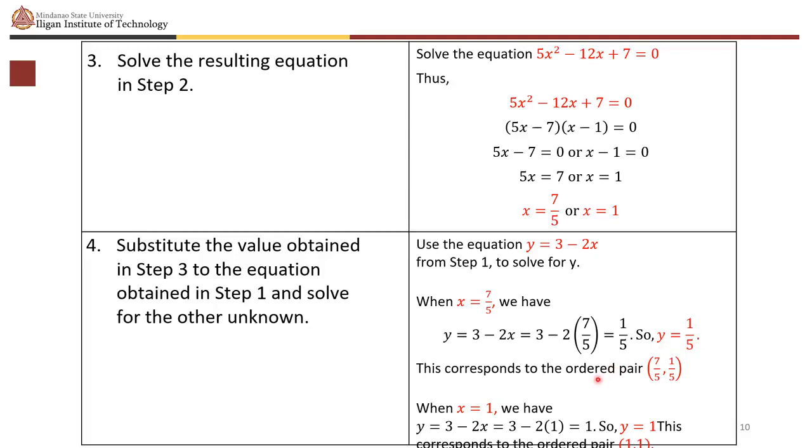Meaning to say, we now have the ordered pair x equal to 7 over 5, y equal to 1 over 5. When x is equal to 1, we have y equals, again, 3 minus 2 times 1, which equals 1. So y now is equal to 1. Again, this corresponds to the ordered pair 1, 1.